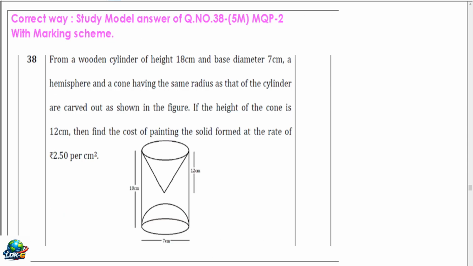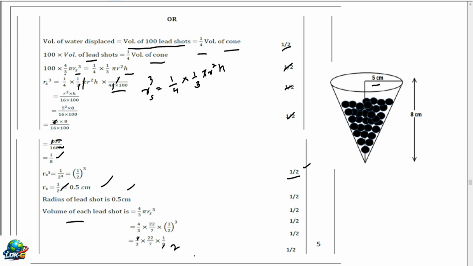Remaining things we will see, you can observe what you get. That will be 2 ones are 2, 11s are. Are you getting me? Volume of each lead shot. What you are getting here? 11 ones are 11, 3 sevens are 21 centimeter cube. Even if you write this, you will get full marks. So that is the answer.